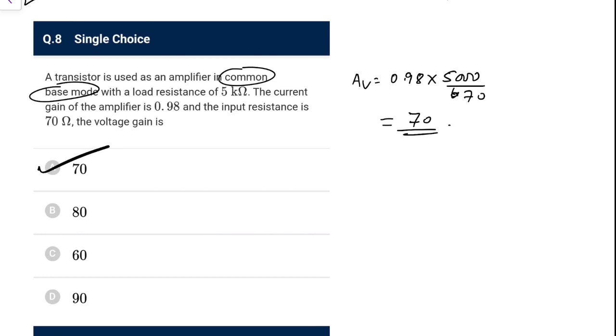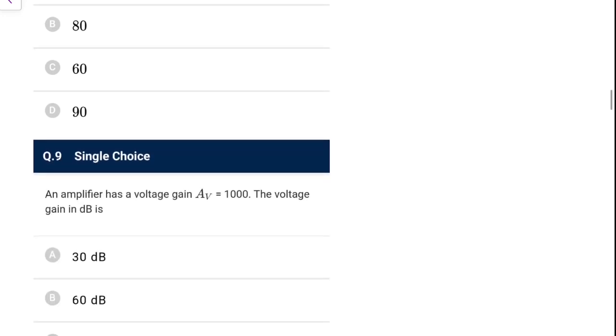So you always remember, we use CE mode because CE mode gives both the current and the voltage gain. Here what you are seeing, voltage gain is there, but the current gain is not there.